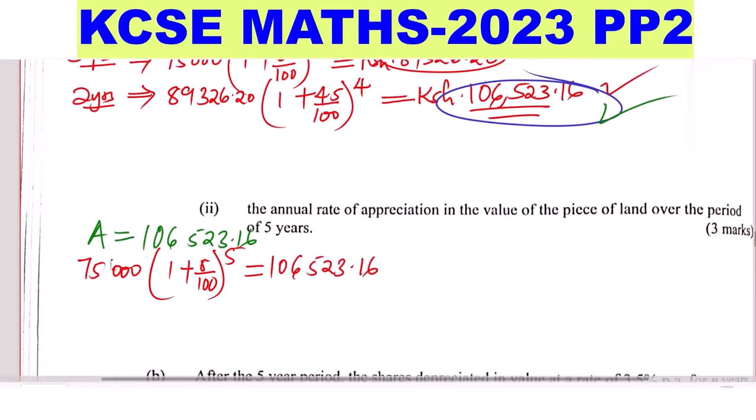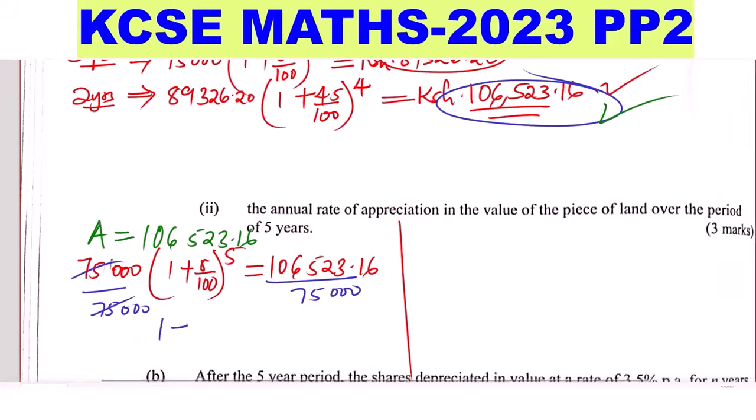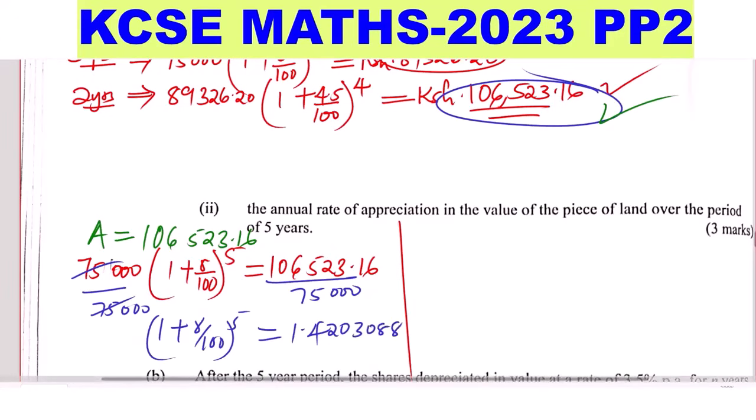So from here, you just need to make R the subject. I'll start by dividing both sides by 75,000. When you do that, you remain with (1 + R/100)^5 = 106,523.16 divided by 75,000. That will give 1.4203088. So from there, you want to get rid of the power 5.